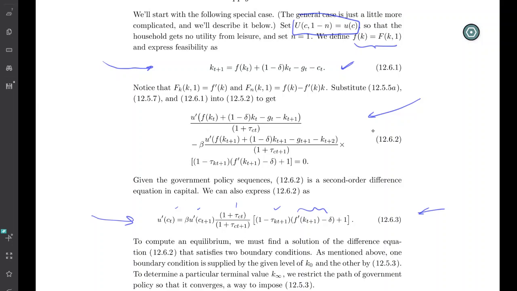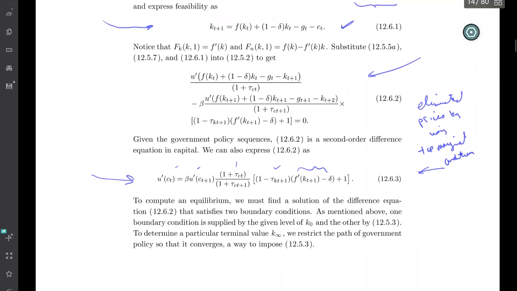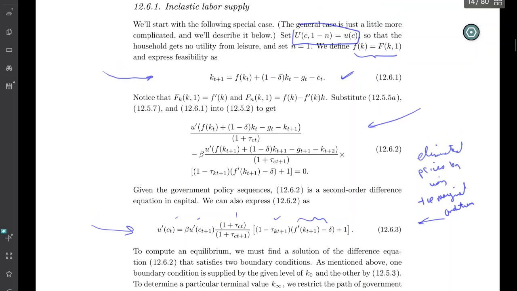And these are equations purely in allocations and government expenditures and taxes. We have eliminated prices by using the marginal conditions. Okay, that's what we said. So we've got ourselves down to these equations. So this equation and this equation are going to be key to us.